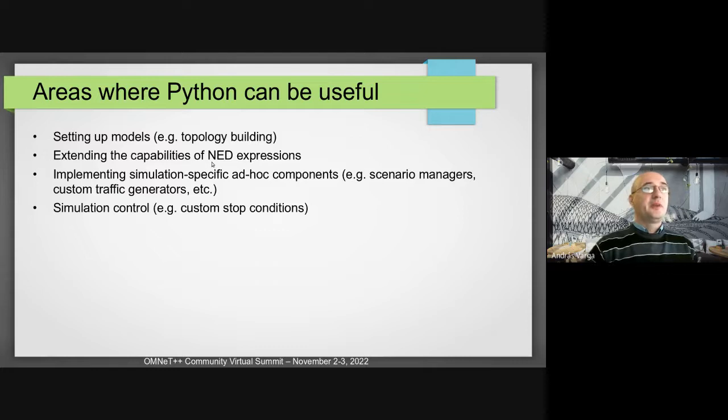Python can be useful for simulation control as well. For example, if you want to stop your simulation when a certain complex condition occurs, like the simulation results have reached a certain accuracy, or after certain events have occurred in your simulation, something like that. Python is powerful enough to describe such conditions.